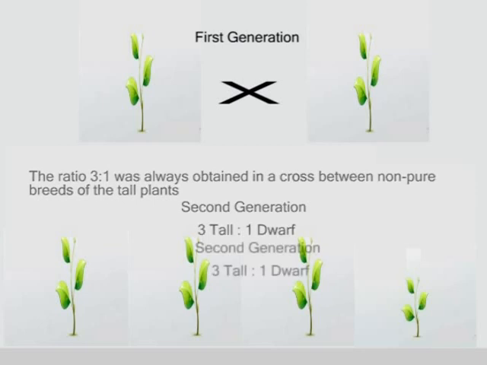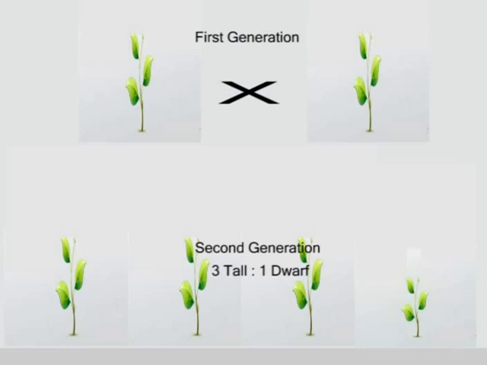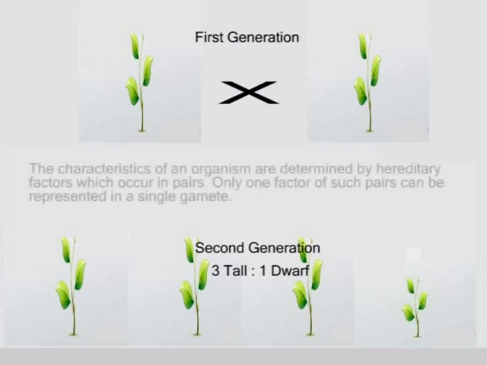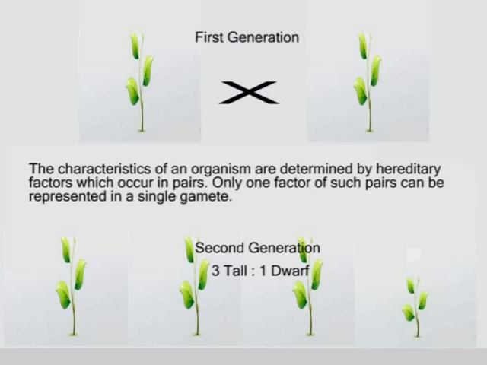From his work, Mendel was able to postulate hypotheses that are now considered as laws governing inheritance. Mendel concluded that the characteristics of an organism are determined by hereditary factors which occur in pairs. Only one of a pair of such factors can be represented in a single gamete, and this is known as Mendel's first law, the law of segregation.